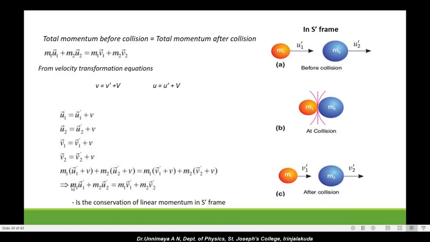So m1 u1 prime plus m2 u2 prime is equal to m1 v1 prime plus m2 v2 prime is the conservation of linear momentum in the S prime frame. So using the velocity transformation equations, we obtained the law of conservation of linear momentum in both the S frame and the S prime frame.